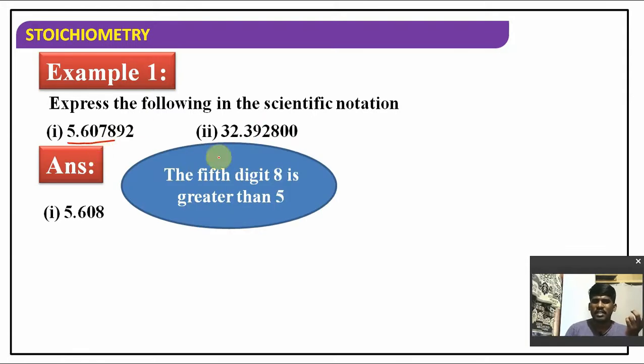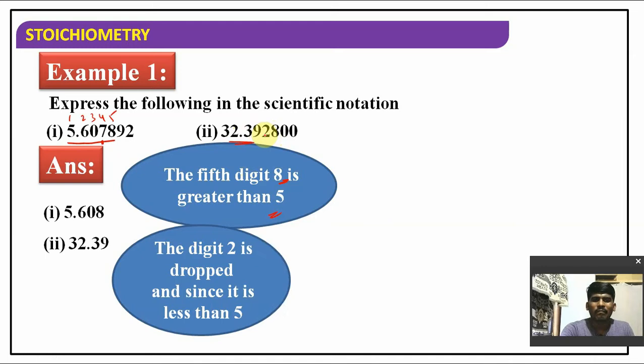The fifth digit, if you observe, here 1, 2, 3, 4, 5, the fifth digit 8 is greater than 5. So that we have removed. The preceding number 7 has been increased by 1 unit. The same thing here also, 32.39. We have removed the remaining digits, so we just made it 32.39. You can write it as 32.391 also, not an issue. The digit 2 is dropped since it is less than 5. For suppose if I consider this digit, I will get 32.391.